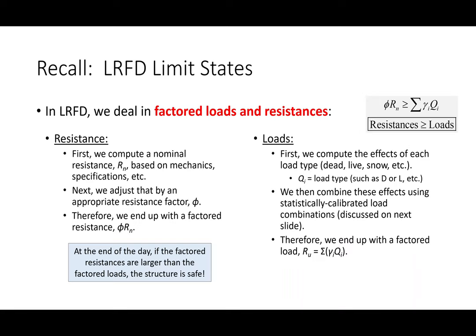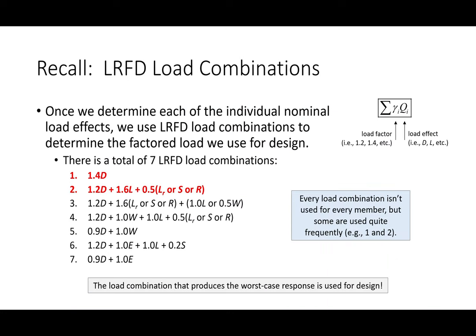Today, what we're going to do is actually assess some full-blown limit states. We're going to be comparing resistances to loads, and by that, I mean factored resistances and factored loads. As long as the factored resistances are greater than the factored loads, the member is safe. We're taking nominal resistances and adjusting them by resistance factors. We're taking nominal loads and combining them using statistically calibrated load combinations. These are our load combinations.